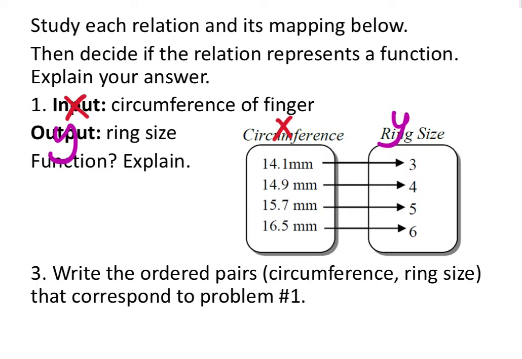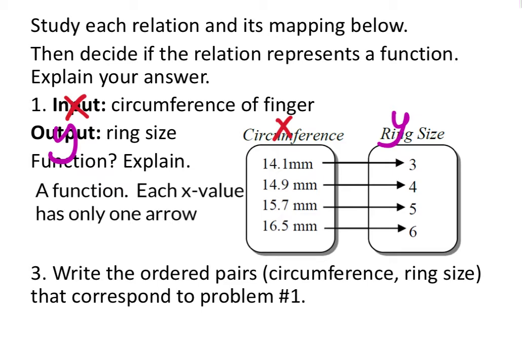So we just need to determine if this is a function. Just like we said in that last slide, I don't see any multiple arrows coming out of any of these values in the circumference. This is the circumference of a finger, and then it determines the ring size. So we would say in this case that it is a function. Each x value has only one arrow out of it. It may not be good English, but I hope it works. So that tells us if it's a function or not. Just visually looking at the mapping, we should be able to tell that.